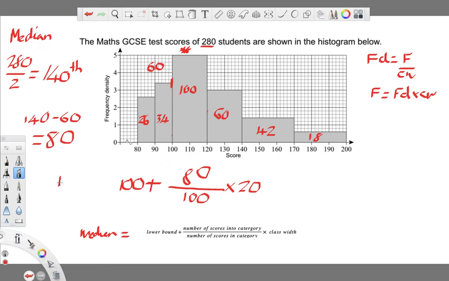So the median is equal to 100 plus 80 over 100 times 20. I'll type that into my calculator. So it's 100 plus 80 over 100 times 20, and that comes out at 116. So what does that number mean? Well, it means that the median score for this test was 116.